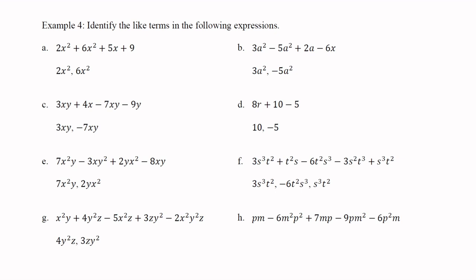And then finally on H here, we have PM, we have m squared p squared, we have MP. MP is the same as PM, so those are like terms, the first and the third. And it looks like nothing else is the same. So our like terms are PM and 7MP.